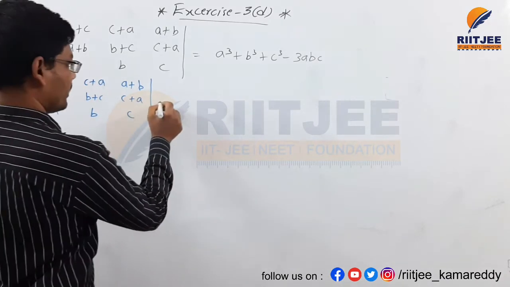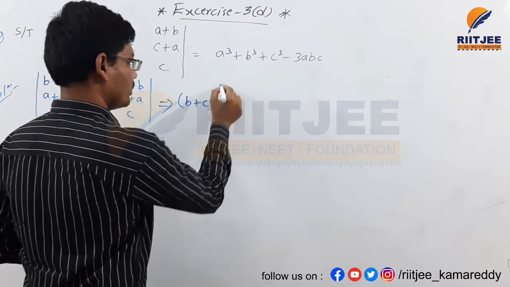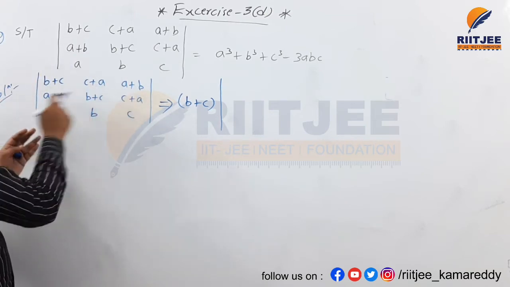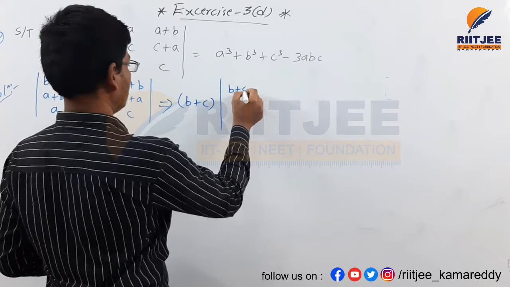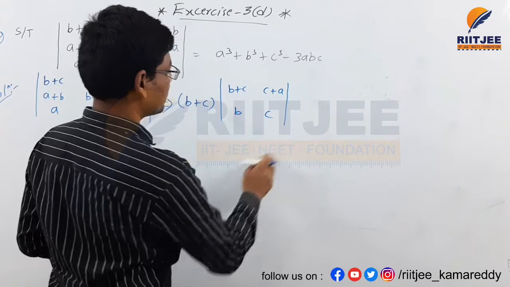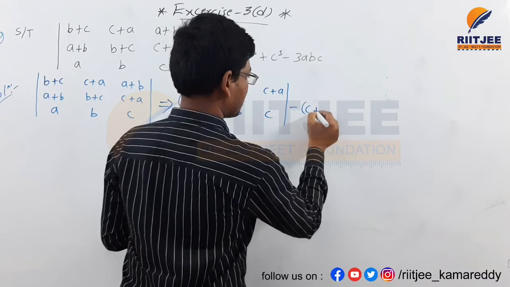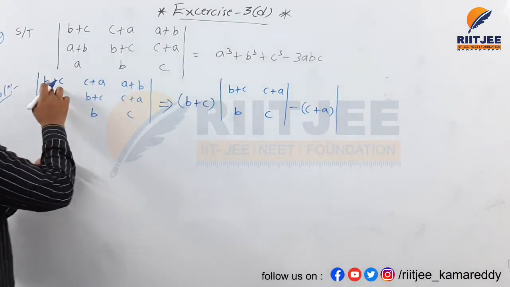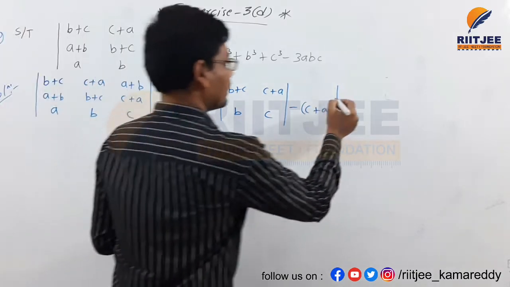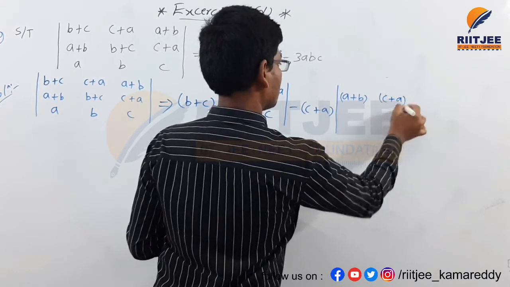Directly I am multiplying here. See here, B plus C into the determinant of this here. Eliminate the row and column which is having B plus C here. The determinant of B plus C, C plus A, and B, C, so that you can easily understand here. And the second term, minus of C plus A into the determinant of, eliminate the row and column which is having C plus A; A plus B, C; A plus B, C plus A and A, C.